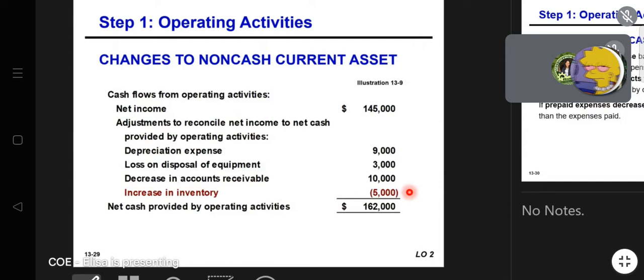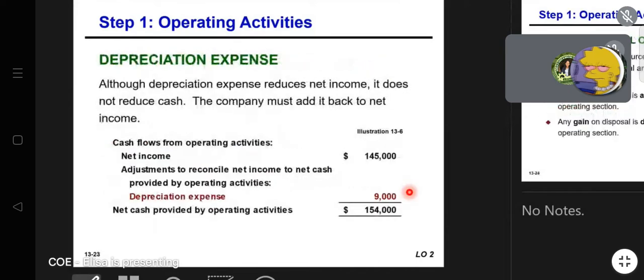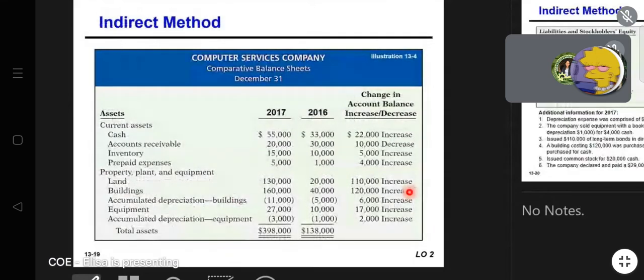increase in inventory. Negative, of course. Meaning, read it as a reduction in cash. So, let's go back to this example. The inventory is 10 in 2016. In 2017, it became 15. What do you think happened here?